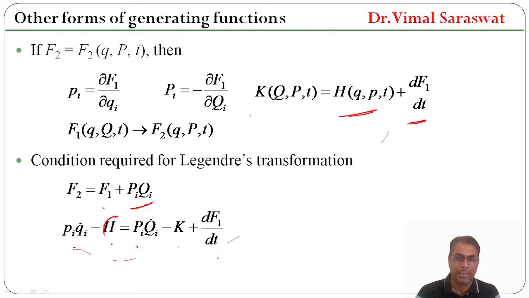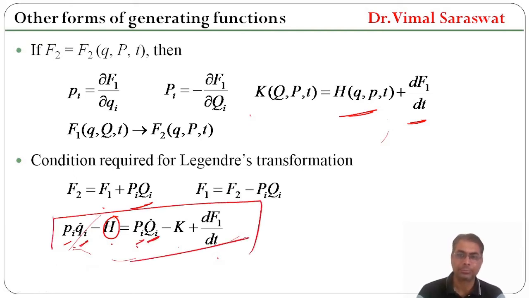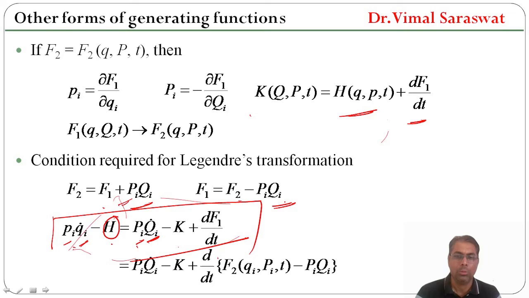So we substitute here the value of H, and small pi is replaced with capital Pi, small qi dot is replaced with capital Qi dot. So this is our another condition. And from here, F1 equals F2 minus Pi Qi. So the differential of F1, that is dF1 upon dt, is equal to d by dt of F2 minus capital Pi Qi. So pi qi dot minus H equals capital Pi Qi dot minus K plus d by dt of F2 minus Pi Qi.